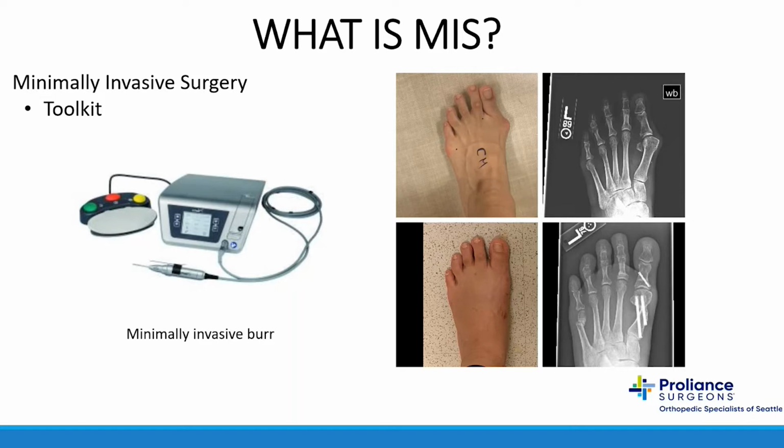You can fix a bunion, for example. On the top left is before surgery. The bottom left is after surgery. And the top right also is before surgery, an X-ray. And you can see how this bunion has been corrected. And this is all through 3 or 4 really small incisions that are only a couple millimeters in length, and using this burr to make some cuts along the bone, what we call an osteotomy, to correct the bunion.